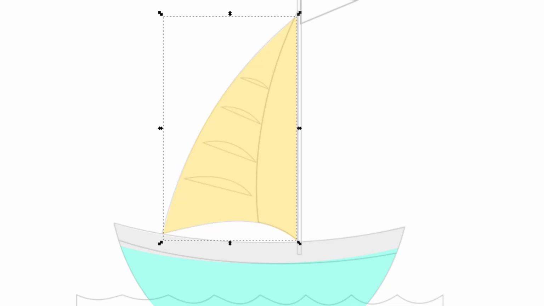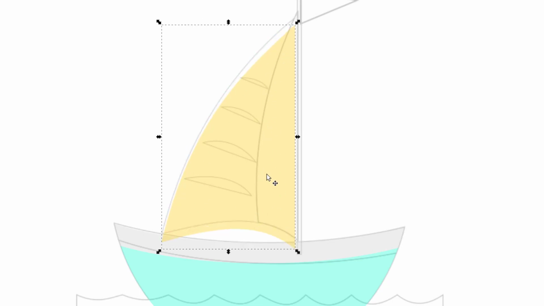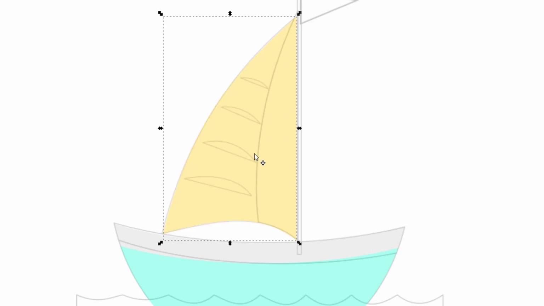Let me choose the select tool once again, and I have the major sail here, but I want to make two sails right here. So I'm going to make a duplicate of this sail, and the shortcut is Control D. I will go ahead and change the color of that to green.